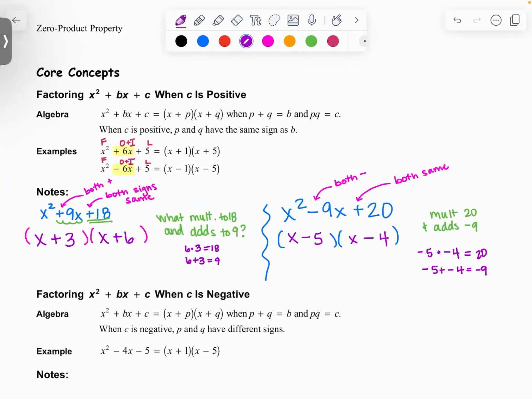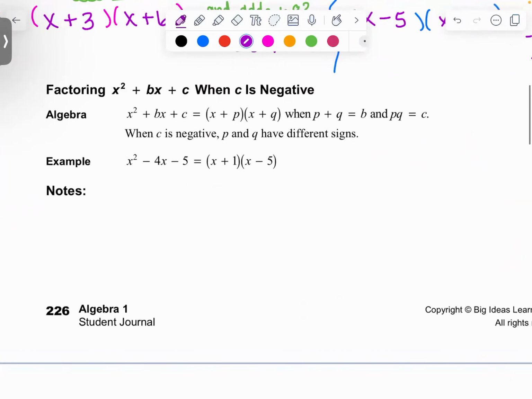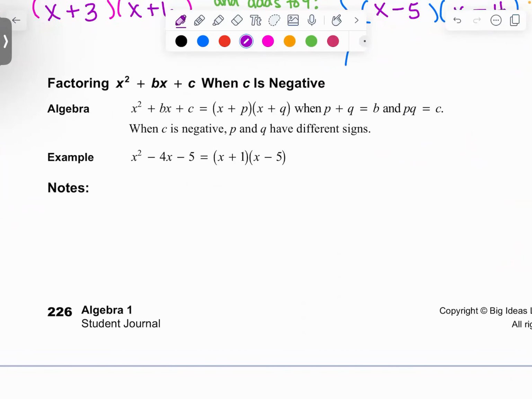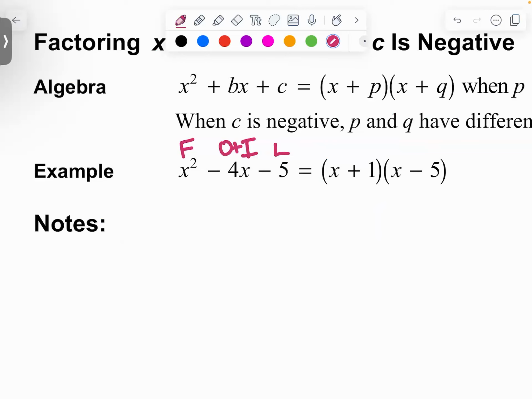Okay, now let's talk about the situation where that constant is negative. We are still talking about this being our first product, this being our last product, and this middle term being the sum of the outside and inside. But what we're going to have to be careful with here is that our last product is negative. What's the only way to take two numbers and get a negative answer? One's positive, one's negative.